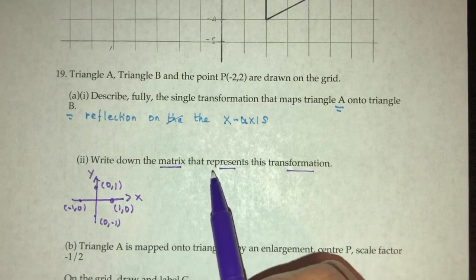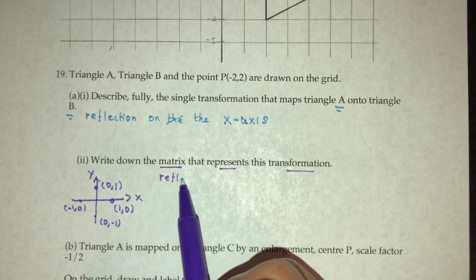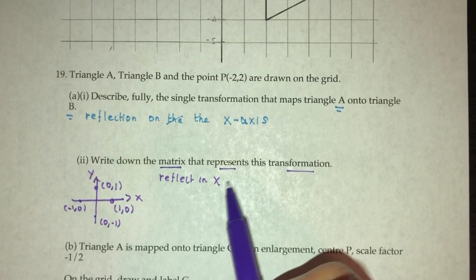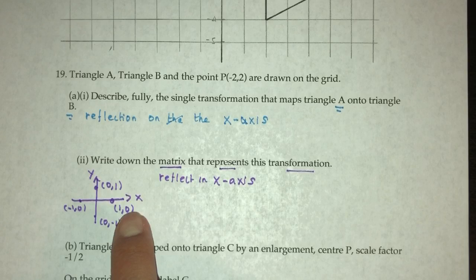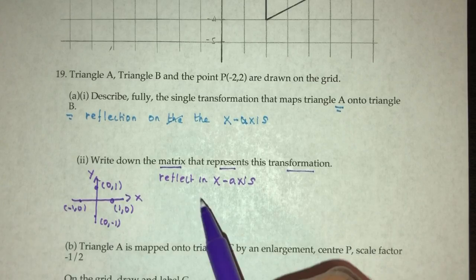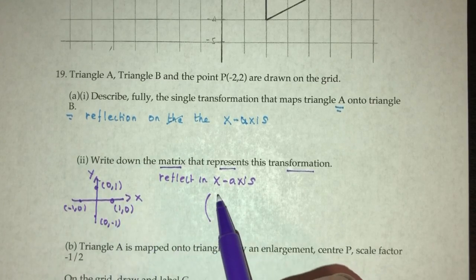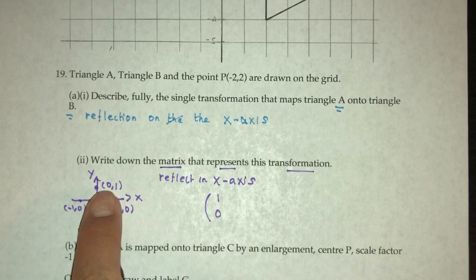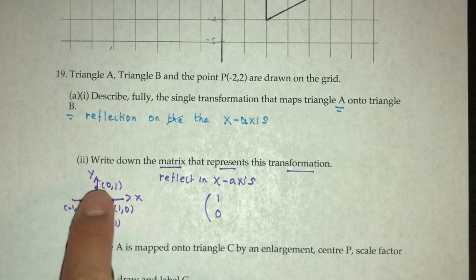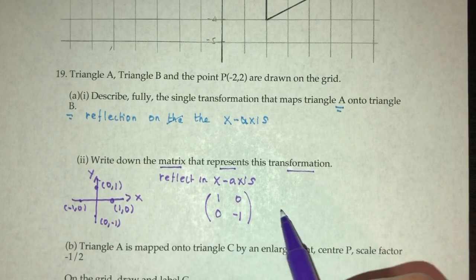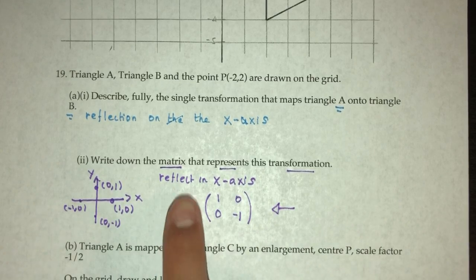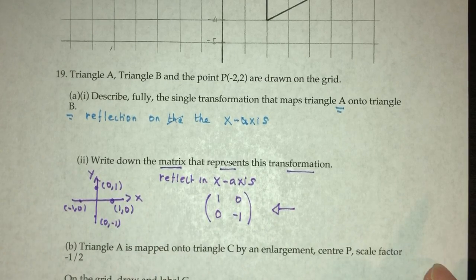Now, if you were to reflect in the x-axis, we first have to look at this point. Reflection on the x-axis, this point will not move because it is already on the x-axis. So the first point will be 1, 0. How about this one? If we reflect on the x-axis, this point will become this point. So it has to be 0, minus 1. So this is your matrix representing reflection in the x-axis.